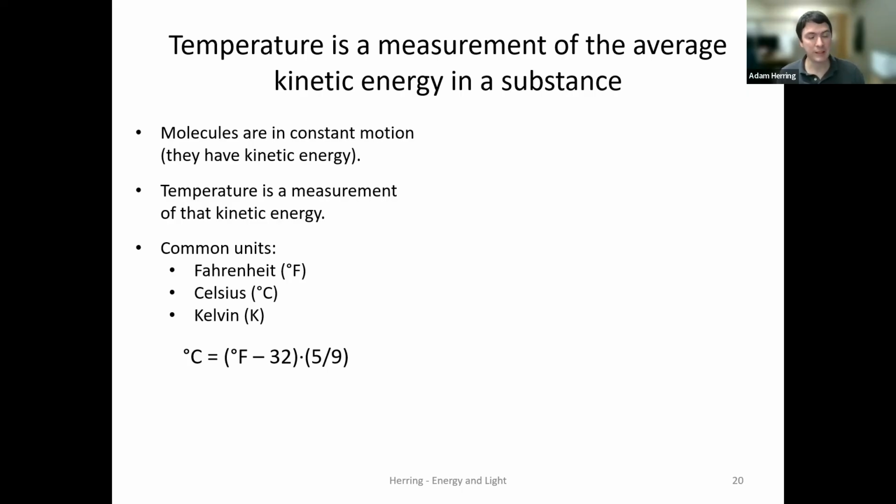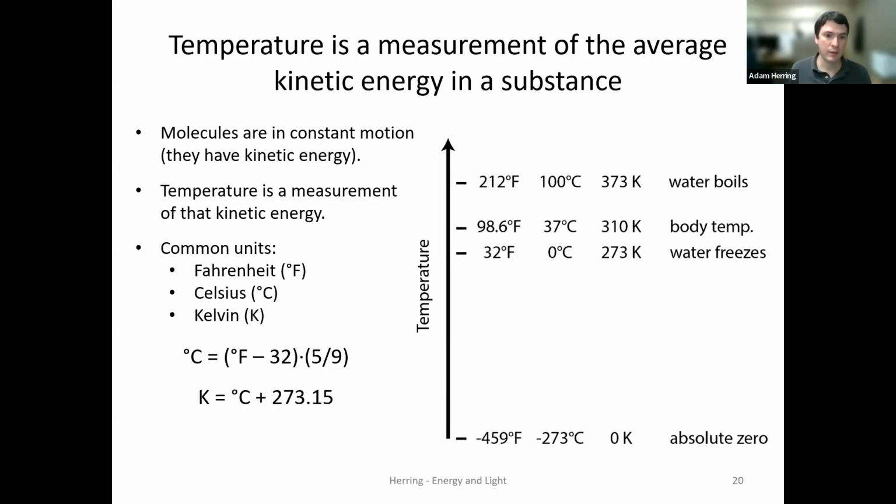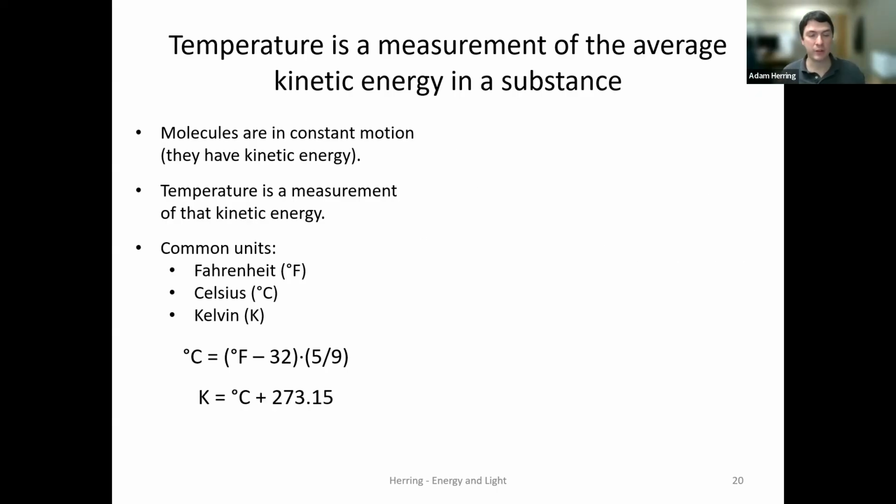So to calculate degrees Celsius from Fahrenheit, you take the value in Fahrenheit, you subtract 32 degrees, and you multiply by 5/9. If you wanted to convert from Celsius to Fahrenheit, then you can just rearrange that equation. To convert from Celsius to Kelvin, it's much simpler. We just add 273.15 to the value in degrees Celsius.